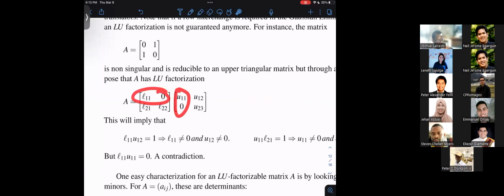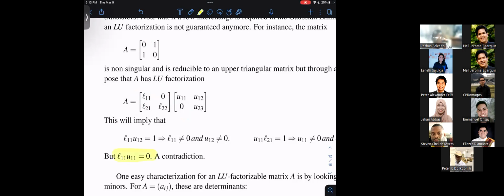However, if I multiply this by this, I'll get L11 times U11, and that should be equal to the number on the first row, first column. So that means L11 times U11 must be equal to 0, okay? And that's what is written over here, right?